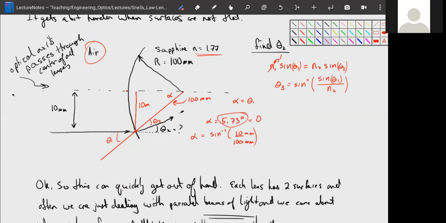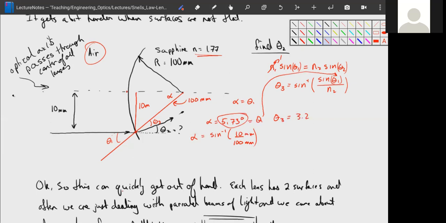Since alpha is equal to theta 1, we can plug theta 1 into our equation here, and we get that our theta 3 is equal to 3.23 degrees, which is great. Remember, our light rays turn into the higher index of refraction materials. If we start in a low index of refraction material, our theta 2, or in this case our theta 3, should always be less than our theta 1.